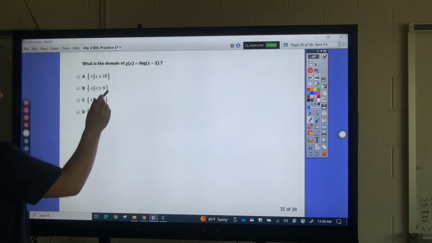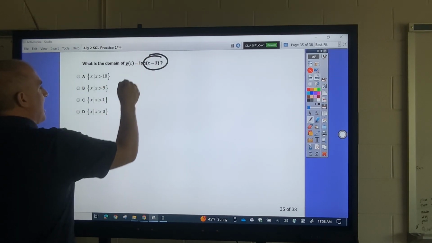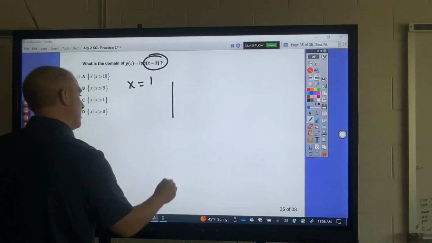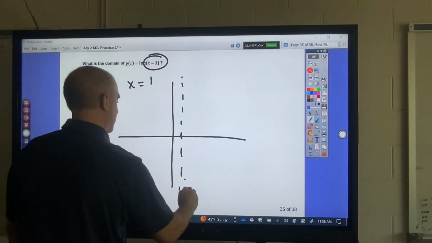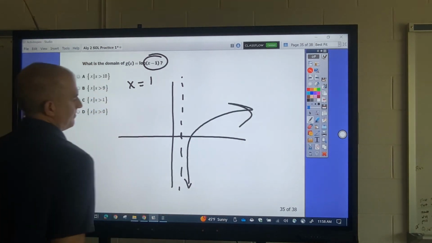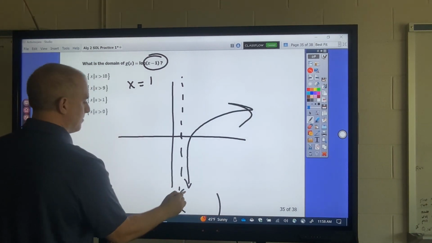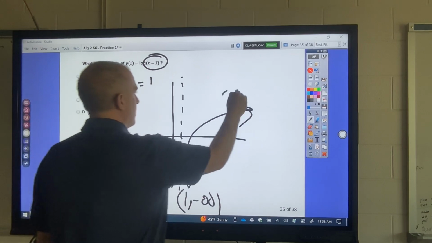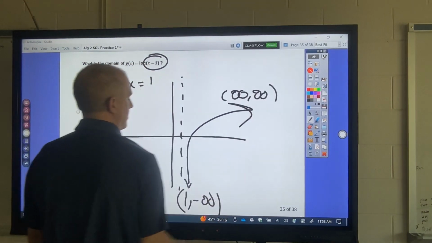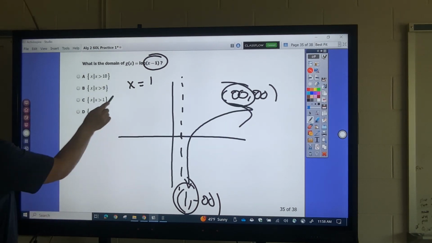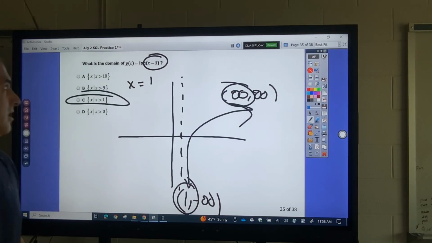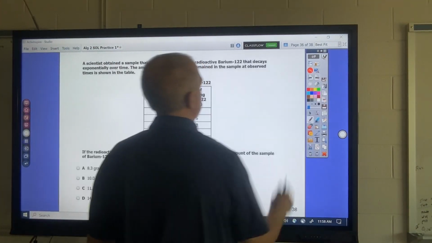Okay, what is the domain? Well, you got to look at the asymptote. Okay, so our asymptote is x equals 1. So on our graph, a log looks like this. Okay, so if this asymptote is 1, that's 1, negative infinity. This is infinity, infinity. Okay, all right, the smallest x to biggest x. So that's greater than 1. Okay, all right, but you got to know the asymptote.